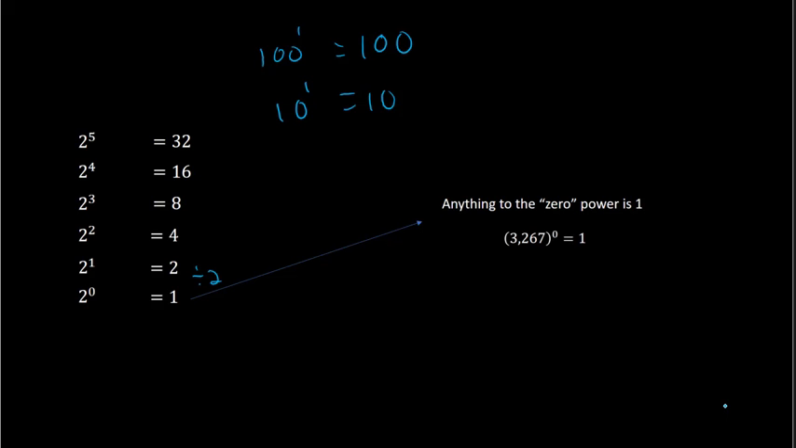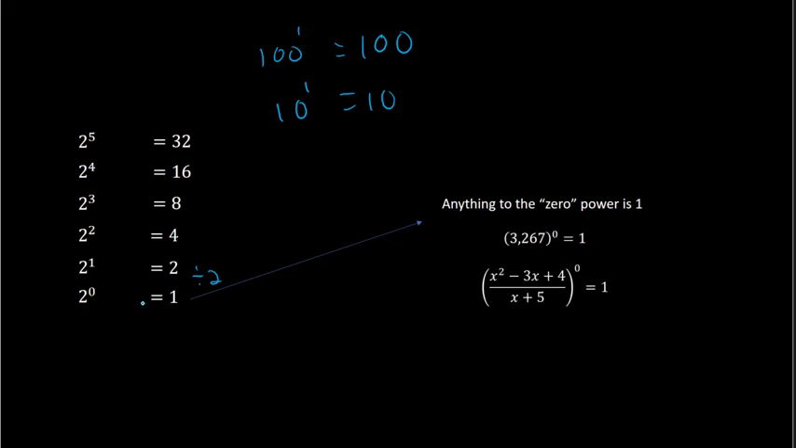So we could have 3,267 to the 0 power. That would still equal 1. I could even have this really complicated looking thing. Okay, this is algebra. And raise that to the 0 power, and it's still 1. It doesn't matter how complicated the thing is that we're raising to the 0 power, it will always equal 1.